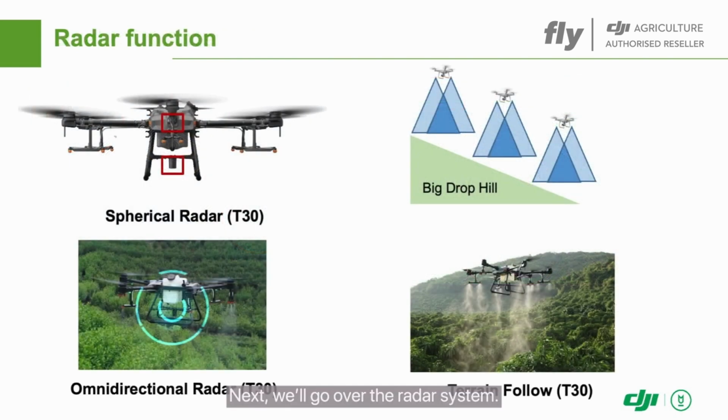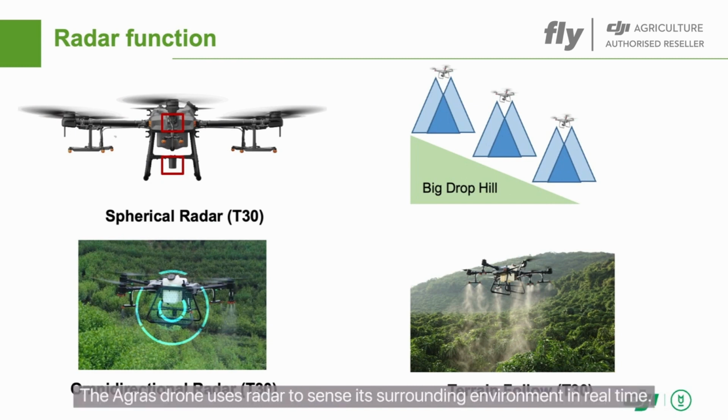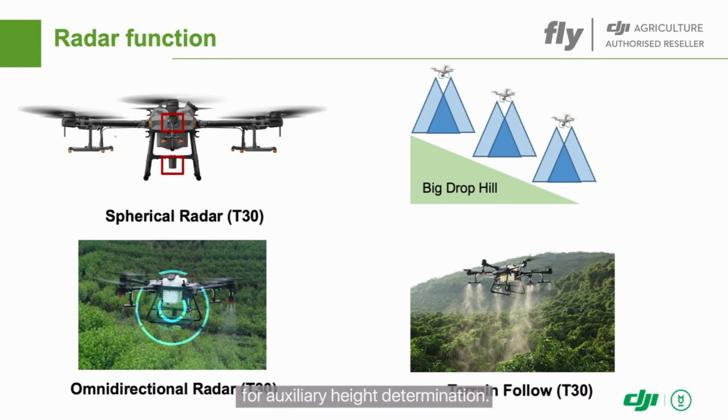Next, we'll go over the radar system. The Agras drone uses radar to sense its surrounding environment in real time. This enables forward and backward obstacle perception and avoidance. Downward-facing radar helps determine the altitude of the drone for auxiliary height determination. It also enables terrain-adaptive flight, so even if the terrain changes, the drone maintains the same height above ground.